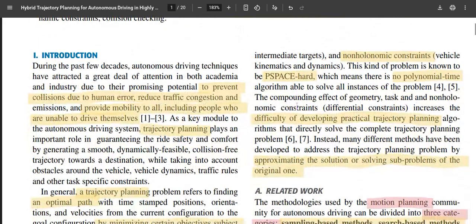In the introduction, they say that humans are prone to errors, and more traffic congestion is developing, and one optimal solution would be to develop a level 5 autonomous vehicle, and that way the people who cannot drive themselves can also benefit from this level 5 autonomous vehicle. One among the key modules to develop this autonomous vehicle is trajectory planning.